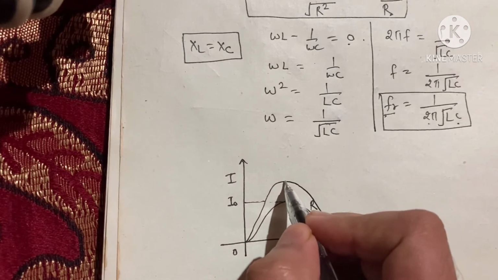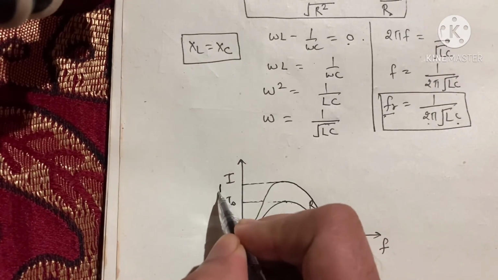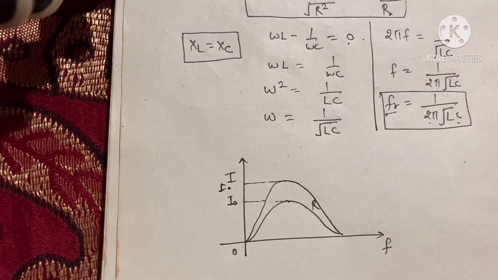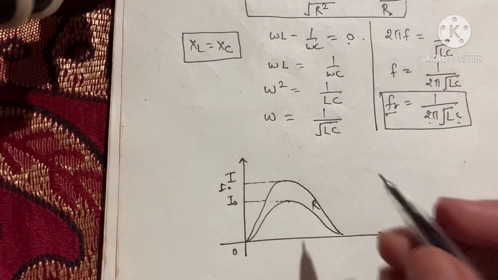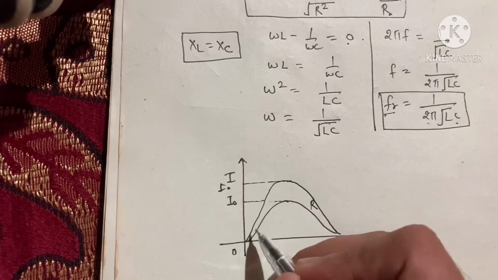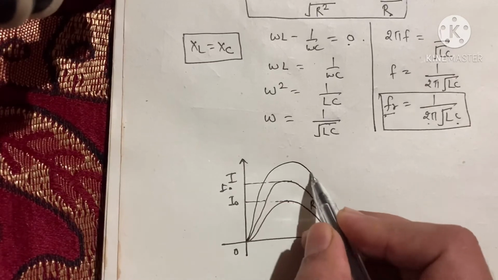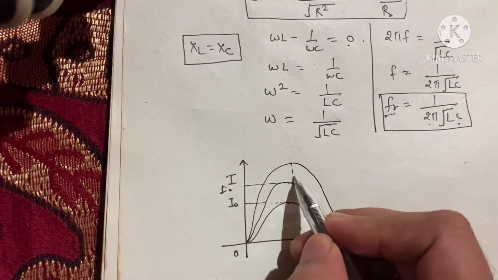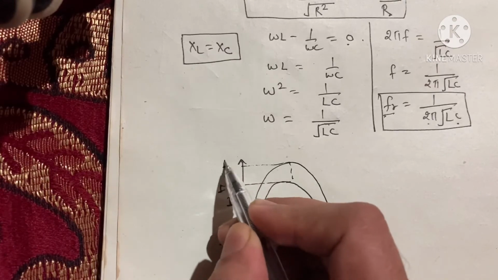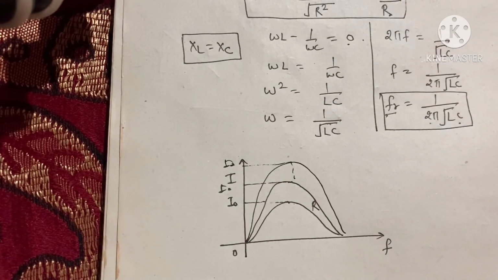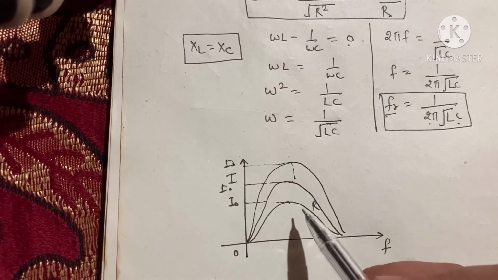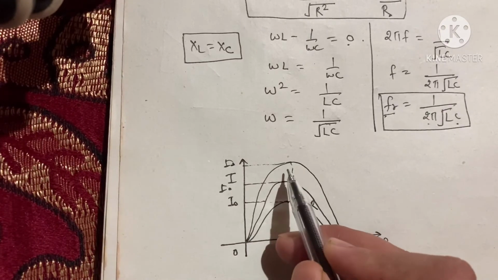So your peak value of current will increase. Now if you take another resistor which has a smaller value compared to this one, you will get more current like this, so your peak value here will be higher. Obviously, according to Ohm's law, if you decrease the resistance, current will increase. So by decreasing the resistance you are increasing the sharpness of this peak.